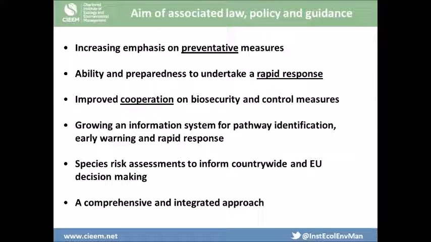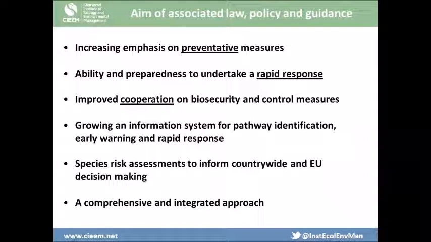We're looking to cooperate where appropriate, both on biosecurity and the control measures, working with our neighbours, for example, maybe in housing, residential area. But at the same time, we're looking to grow the information on pathway identification. We're looking for early warning signs, and again, the ability to undertake a rapid response.